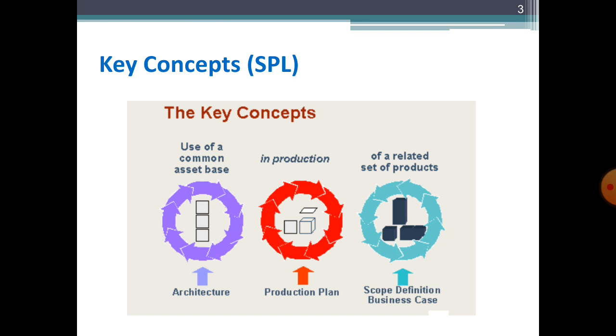So this scoping actually represents the organization's best prediction about what products it will be asked to build in future as well. So this is the third key concept of software product line. We see the architecture based on a common asset base, a production plan, and the scoping definition or a business case, which is actually a related set of products built by any organization or company.